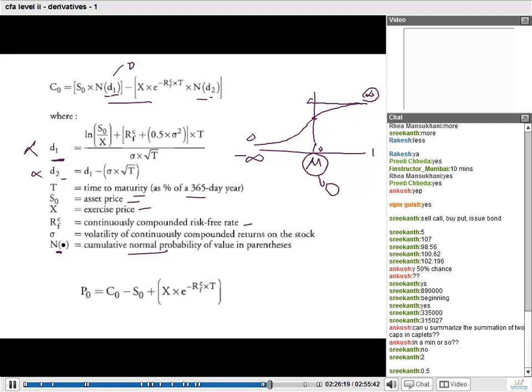Once we know the price of the call option, since it's a European option, we can compute the value of a put option using the put call parity. So the value of a put option will be given by C0 minus S0 plus X e raised to power minus RT.